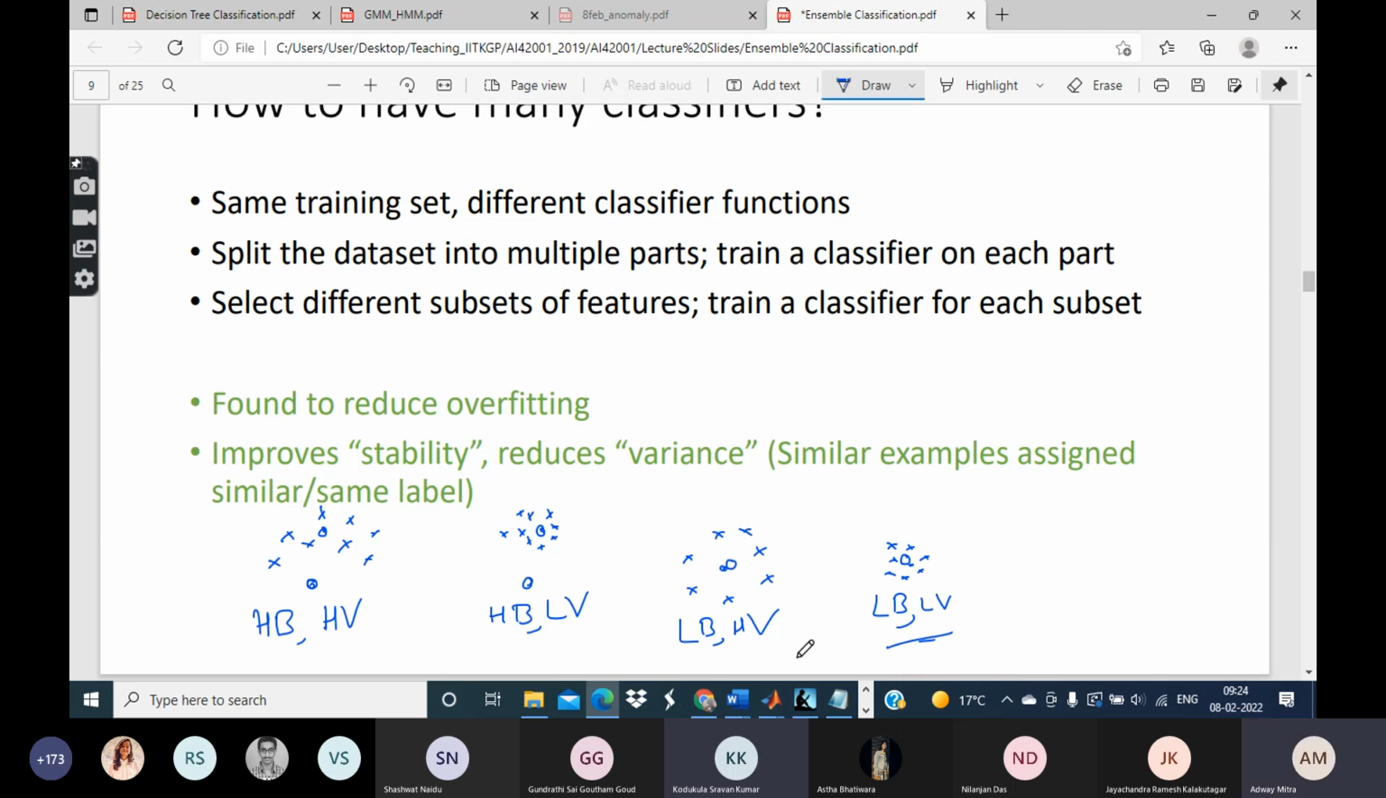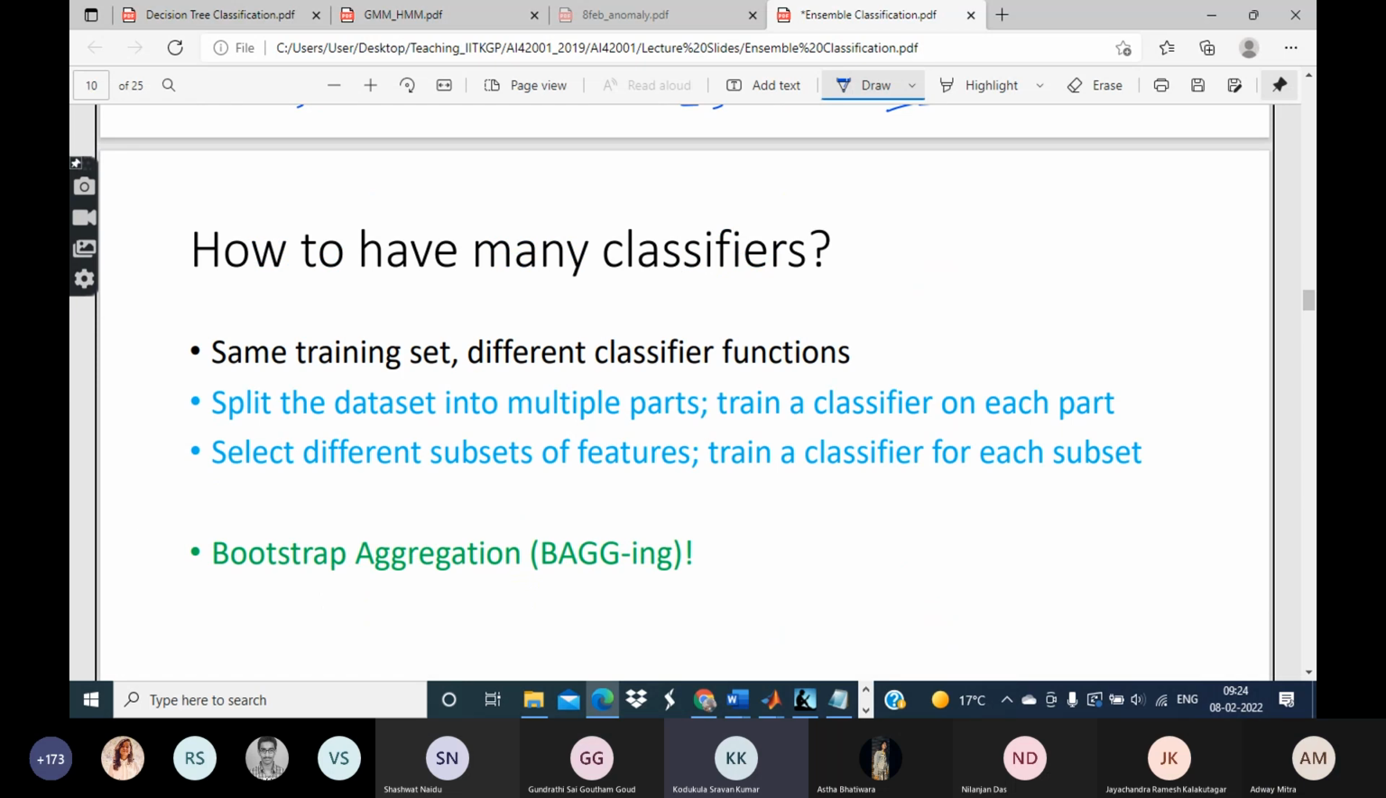So when we are combining various classifiers like this, this way you can actually hope to reduce the variance. Even if the bias is not reduced, at least the variance can be reduced. Now, there are multiple ways in which this kind of thing can be done.